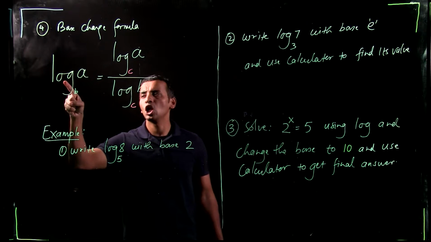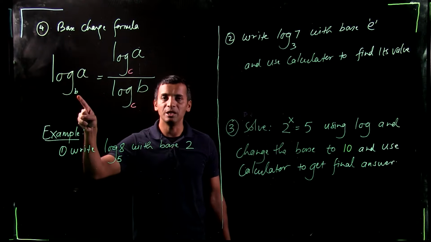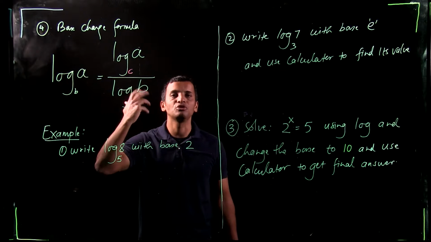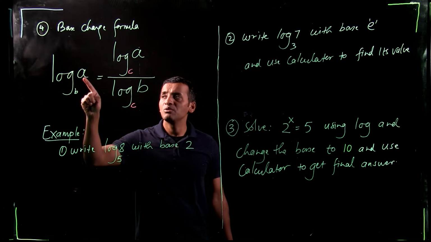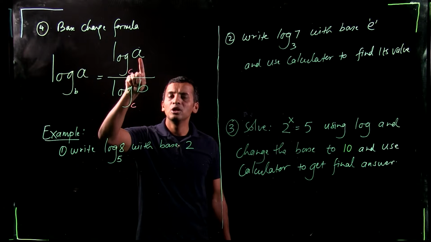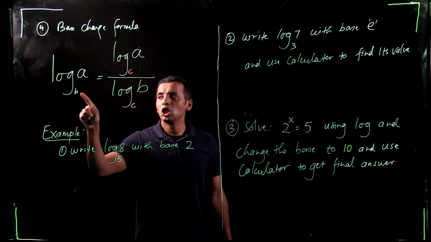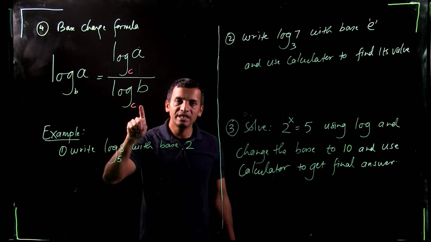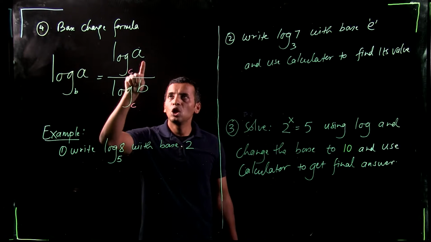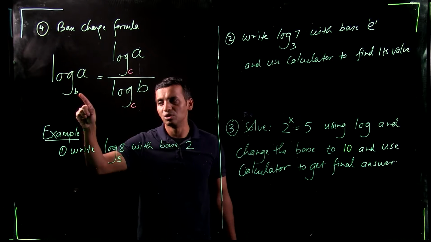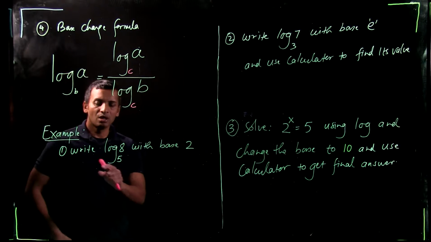What is happening here is log of a with base b. Here the base is b, right? And you want to change this base b into a different base, say c. So how do you write that? You write log of the top number with base c, divided by log of the bottom number with base c. So log a with base c divided by log b with base c. That's what you do.